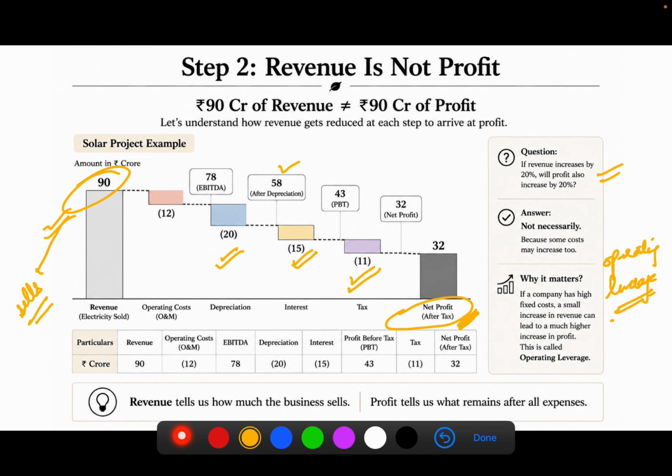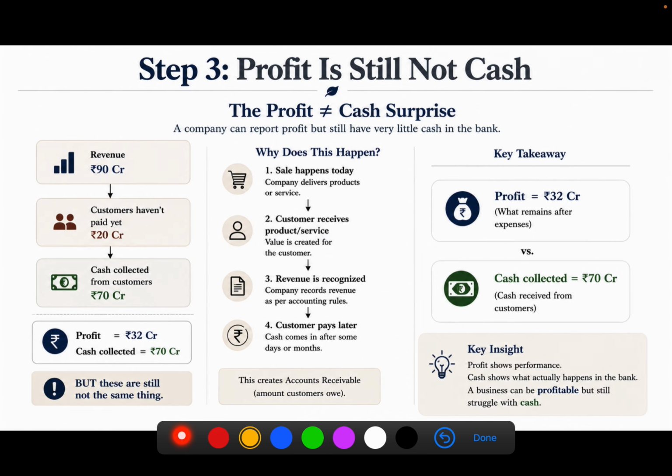Now we have reached one of the most important concepts in finance, that profit is not equal to cash generated by the business. Now you might assume that a 30 crore profit has entered the company's bank account. No, that's not how it works. Suppose the company has made sales worth 90 crores and customers have not paid 20 crores yet. The company may have recognized the revenue, but it has not received all the cash. So the company could have 32 crores of profit while cash collected from customers is only 70 crores.